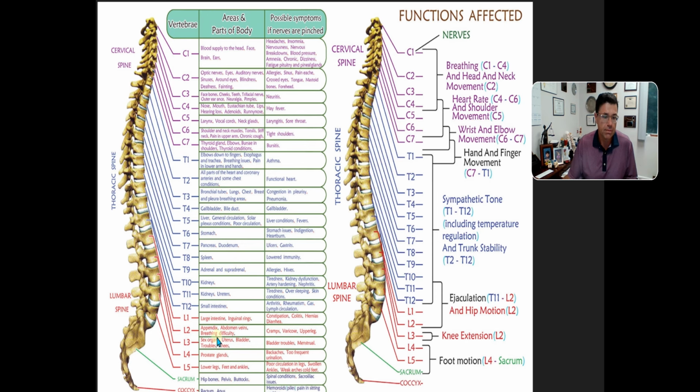The same thing with the lumbar, with the lower back. A very common injury is L5-S1, and you could see L5 is the lower legs, the feet, and the ankles. If the nerves are pinched, you can get poor circulation, swollen ankles, and then the sacrum has to do with the hips. So you could have spinal conditions or sacroiliac issues. So this is an interesting chart.